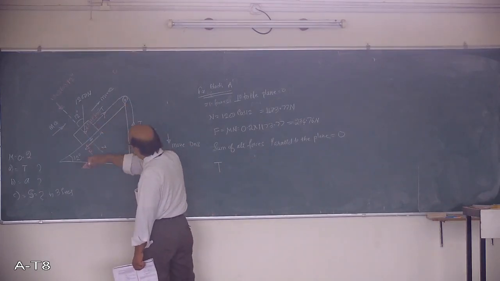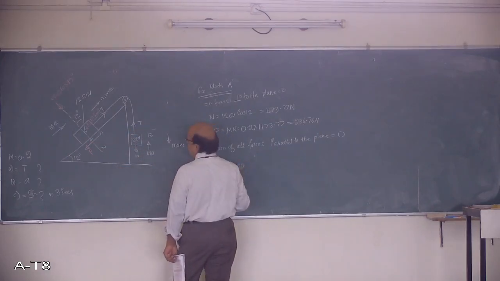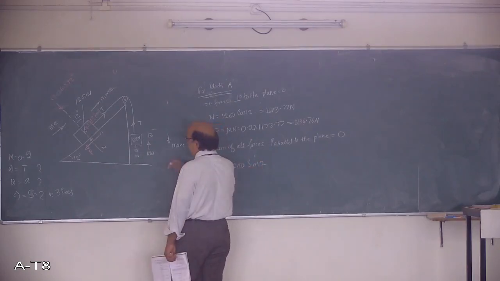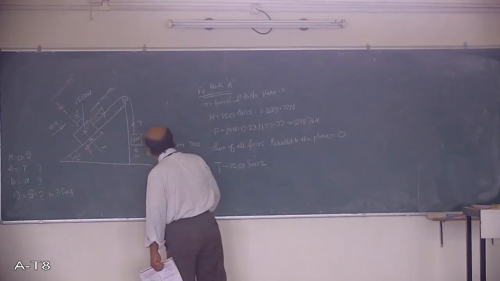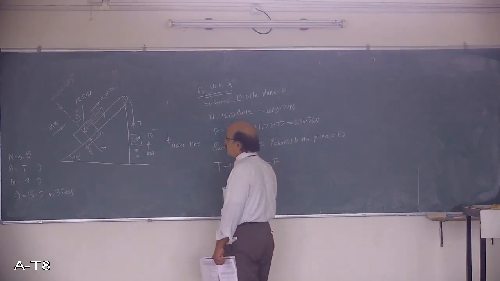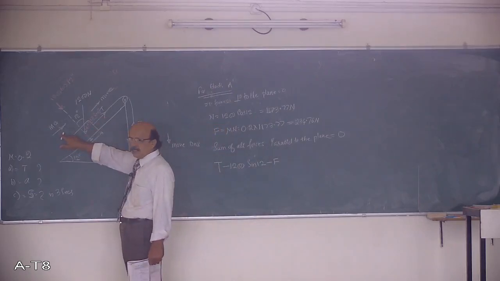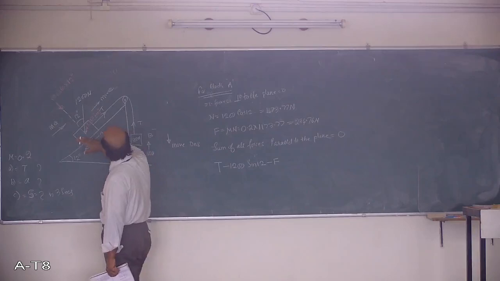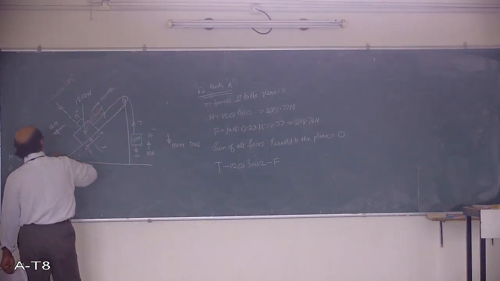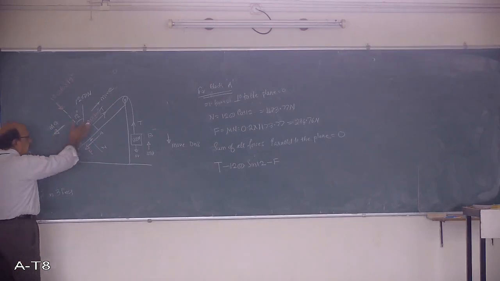I'll take tension T as positive in the cable, and the component of weight is opposing, that is minus 1200 sine 12. That component parallel to the plane is opposing, and the frictional force is also opposing that. Any other force other than that? What about the inertia force? As the block is moving in this direction, inertia force will be opposite to that, not this direction.